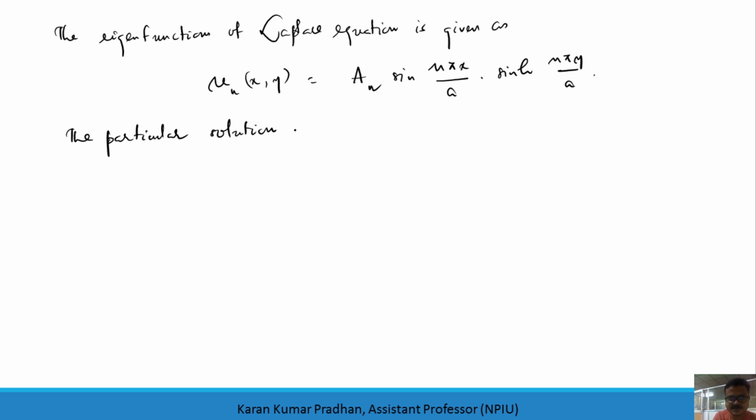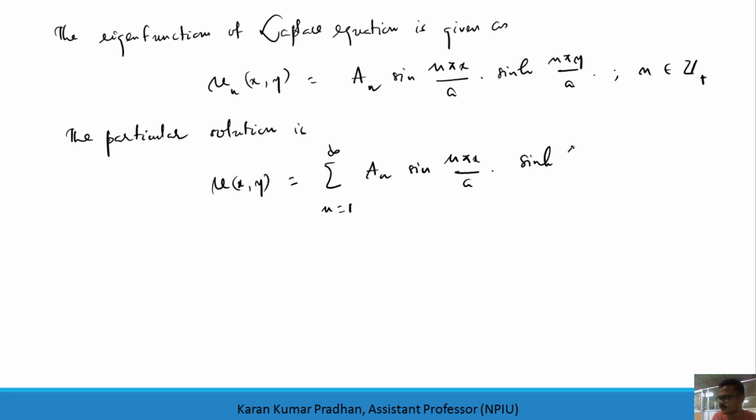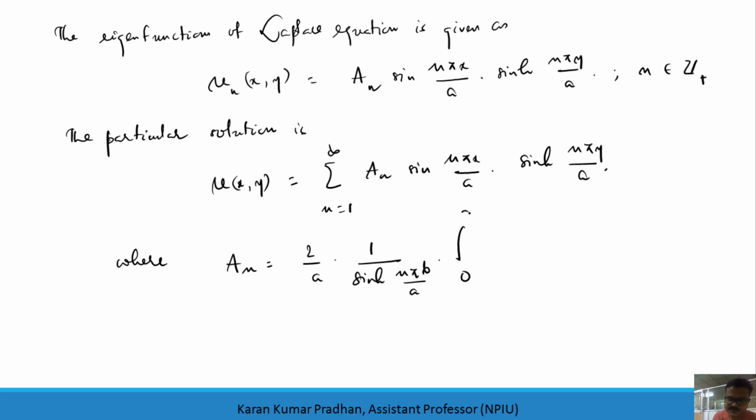Okay, so the particular solution of the Laplace equation, as per the principle of superposition, I will take the sum of all, where n belongs to the positive integers. So a n sine n pi x by a, and your hyperbolic sine n pi y by a, where this Fourier coefficient a n is 2 by a times 1 by sine hyperbolic n pi b by a, times the integral from 0 to a of f of x sine of n pi x by a, integrated with respect to x.